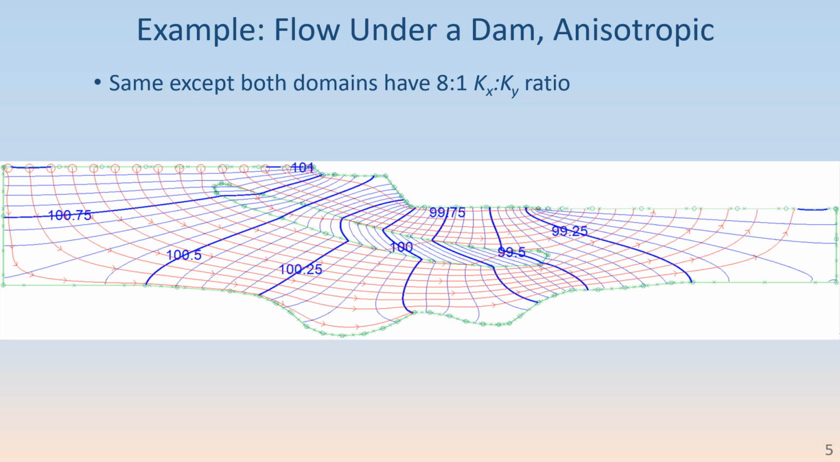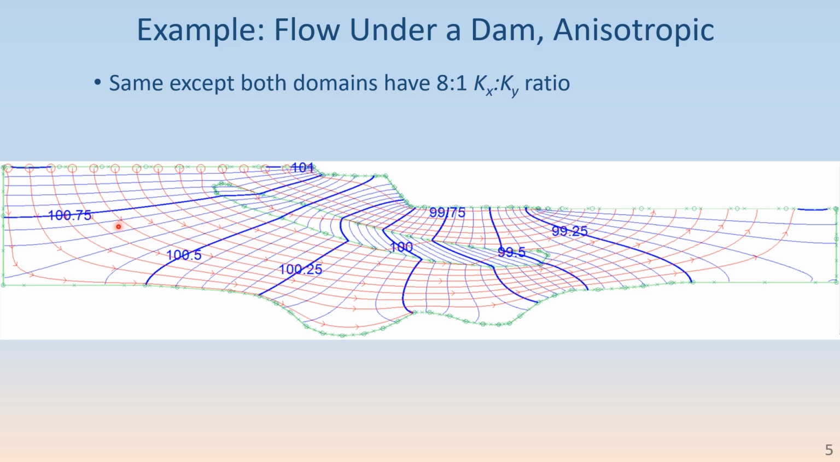This second example is like the first, except that we have anisotropy now. We have an 8-to-1 ratio of the x direction conductivity to the y direction conductivity. And we get a very different looking flow net and flow system. And notice that the head contours with anisotropy are not normal to the flow path lines.